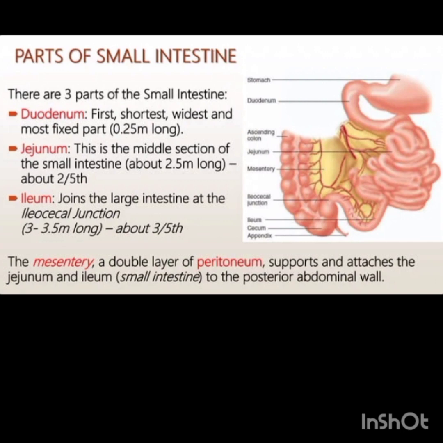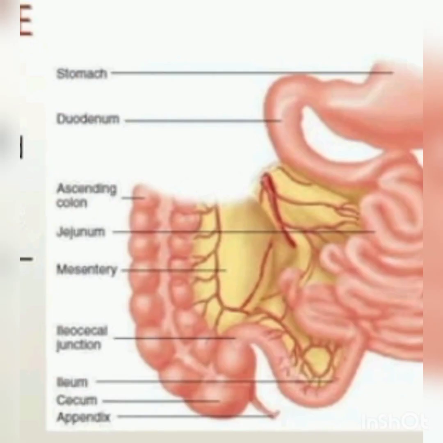So the mesentery is the extra part, my dears. This is the double layer of the peritoneum. The peritoneum is the thin sheet which covers the intestines and holds the intestines to the posterior abdominal wall. From here you can clearly observe the parts of the small intestine. See, after the stomach, the duodenum starts. After the duodenum, in between the small intestines, is the jejunum, and after that the ileum. See, the small part connecting the small intestine and the large intestine is the ileum.